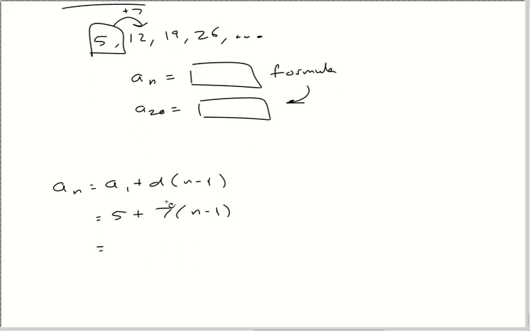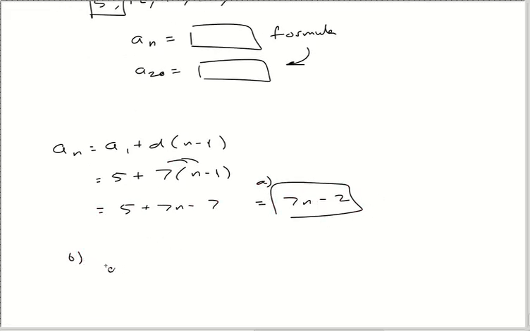So I need to simplify. Distribute your 7. 7n minus 7. Combine the like terms. 7n minus the 2, and that is your formula for part A. Part B then says, go ahead and find a sub 20. So I know now that my n is equal to 20, and I can use that formula. 7 times 20 minus 2 actually ends up being 138, again, from the calculator.